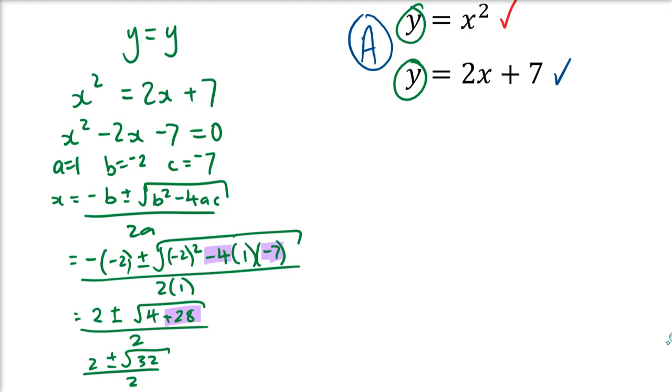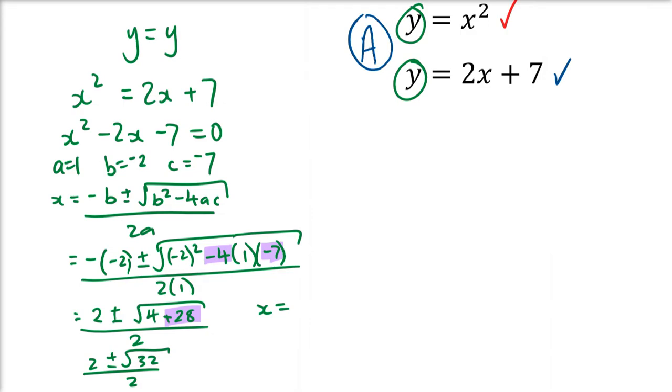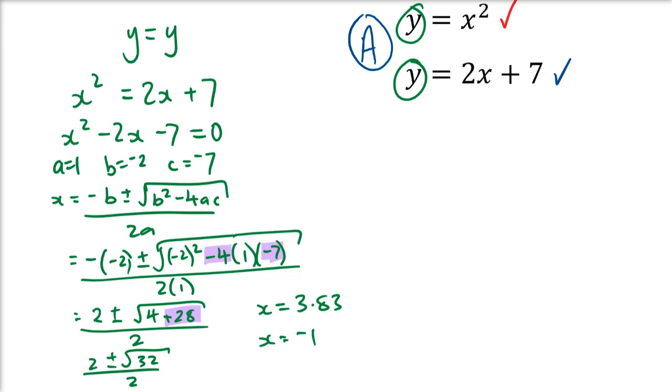So in my calculator now, I'm going 2 plus root 32 divided by 2 equals 3.83. So I'm going to get x equals 3.83. Go back through my calculator and make it a minus, which is -1.83. So x equals -1.83. Hopefully those are the numbers I said.